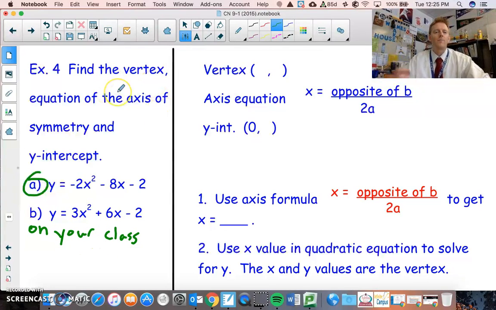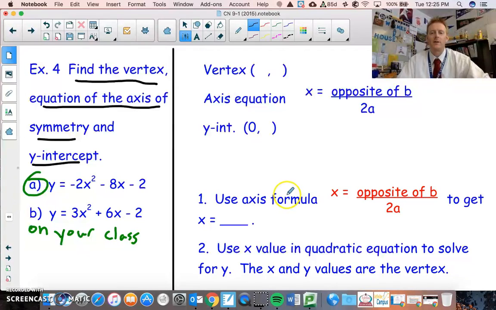So our job, example 4, is going to be a little bit more difficult than what we did before. So we are going to be plugging in to find the vertex, the equation of the axis of symmetry, and then the y-intercept. Now the first thing that you're going to find, they're going to be in this order. You're going to find your axis of symmetry equation, then you're going to find your vertex, and then you're going to find your y-intercept. Okay, so that's what you're going to find them in that order.